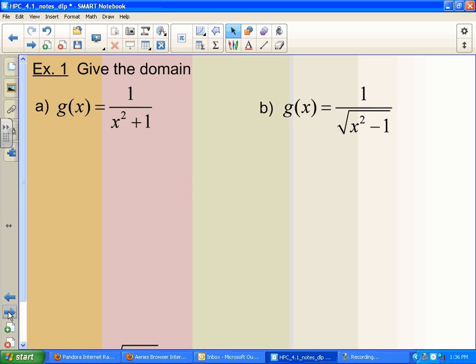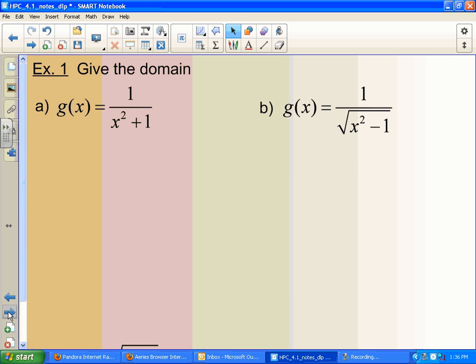Algebraically, we use that to find domains. Although if I have a graph visually, I can usually see domain and range. But if I don't have a graph to look at, we're going to be algebraically finding the domain. Domain.